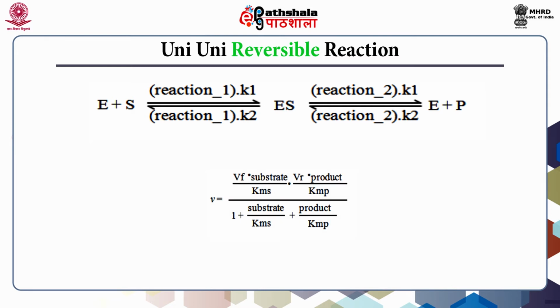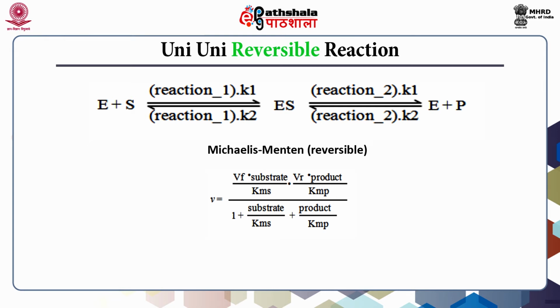The rate of the overall reaction for the formation of one product from one substrate for a reversible reaction is given by the Michaelis-Menten reversible equation. Let us expand the rate law equation, where lowercase letter v is the rate or the velocity of the overall reaction. Vf is the maximum rate of the reaction in the forward direction for the formation of the product, sometimes represented as Vmax F in biochemical literature.